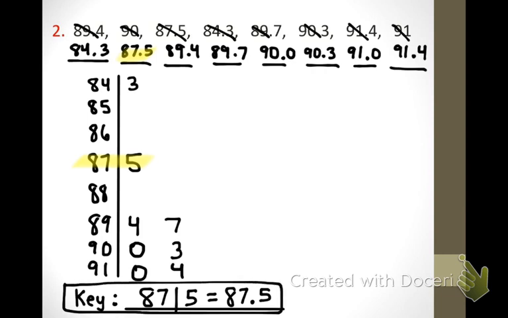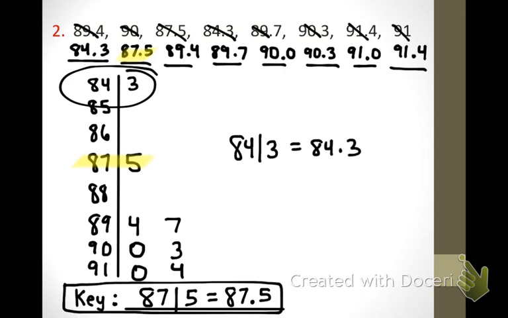Now remember, you could have done any number. Let's say that instead I wanted to do this very first one. Instead, for that, you would make sure you say 84 with a line, 3 equals 84.3. Okay, so once again, you can choose any number in your data set to be your key. All right, so that's kind of how a stem and leaf plot works.